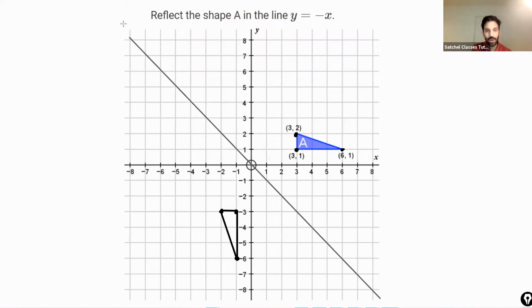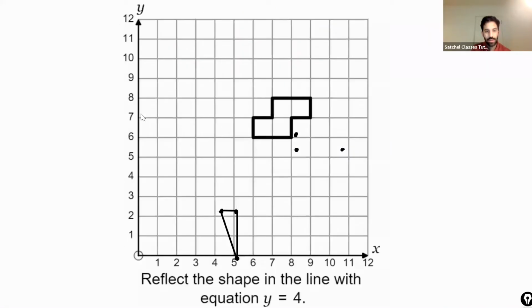All right, moving on. And if I just clear the drawings. So it says reflect the shape in the line with the equation y equals 4. So again, we need to draw this line, and the line y equals 4 will be drawn here. Remember, at any point on this line, y will always be 4. So this is our mirror line. So this is the line y equals 4.